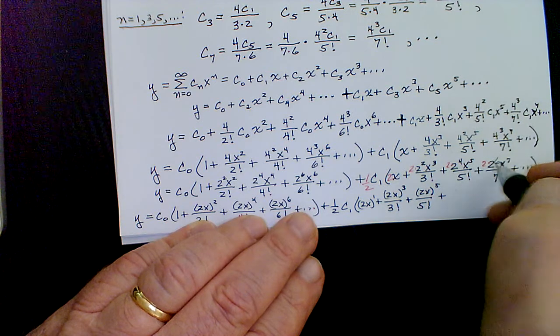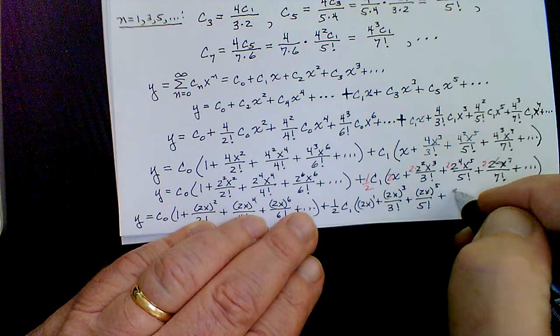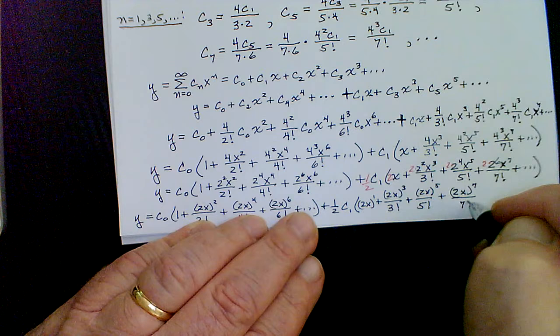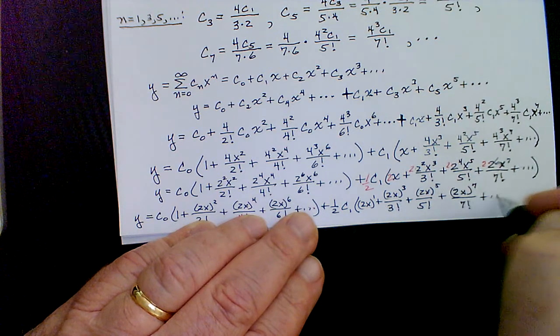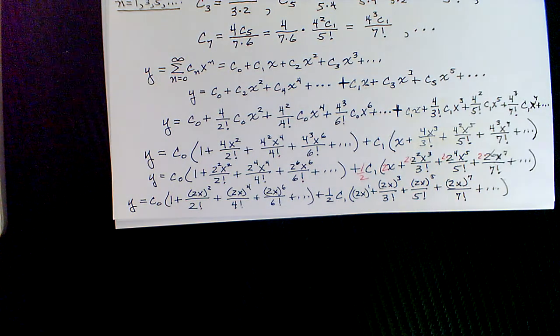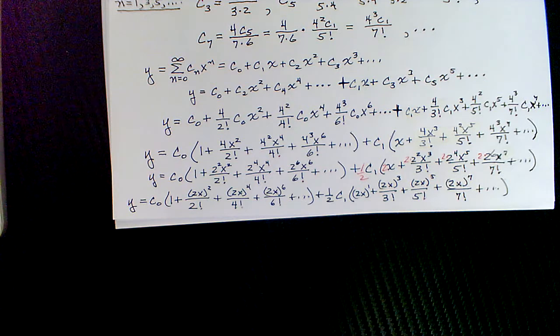now there's 7 factors of x, there's 2 to the 6th, and another 2x quantity to the 7th over 7 factorial, and so on. So, just cheat here and grab another sheet of paper to finish this off.